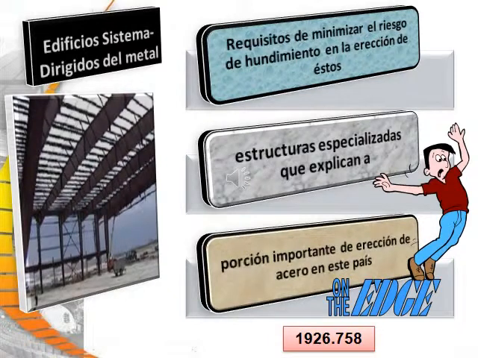The Systems-Engineered Metal Buildings section has requirements to minimize the risk of collapse in the erection of these specialized structures that account for a major portion of the steel erection in this country. This is covered under .758.